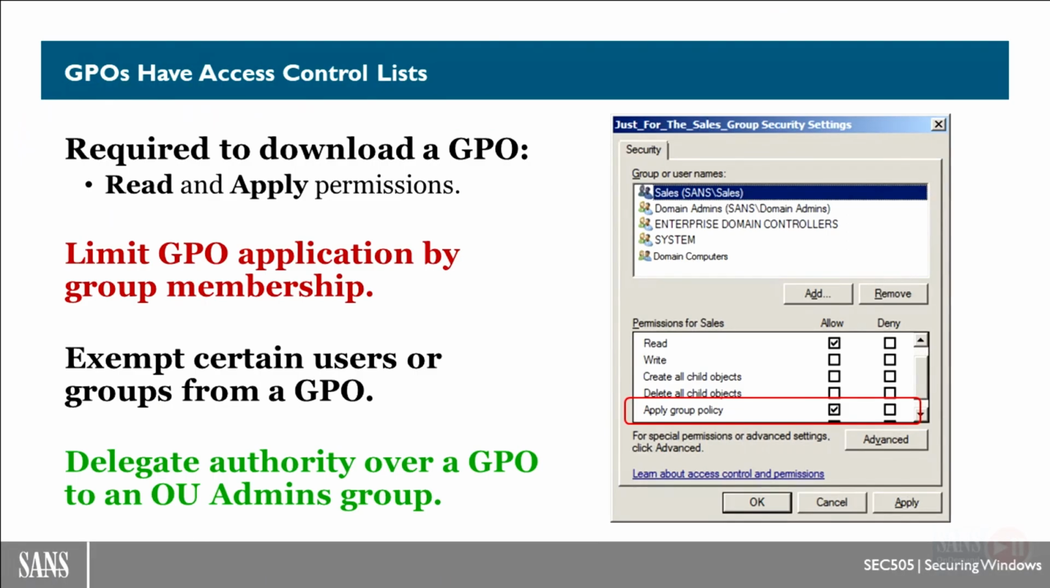If you can't download a GPO, you can't apply it. We can put our users and computers into different groups and then assign them different permissions. In other words, it's another targeting system that we have. It's another way that we can apply different group policy objects to different groups of users or computers.